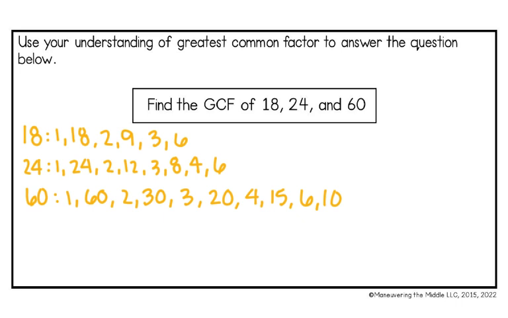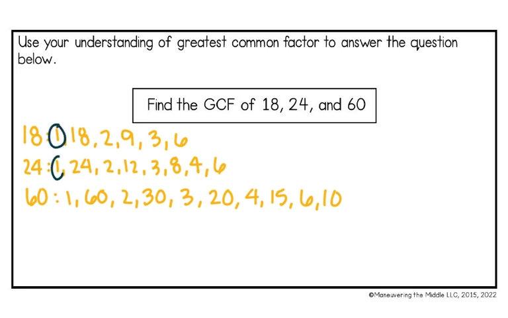So if we're using this method that I am using with the counting up starting at 1, we can stop at 10 because if we have numbers that are bigger than 10, they're most likely already going to have been written down. So now I'm going to go back and I'm going to see which numbers they have in common.